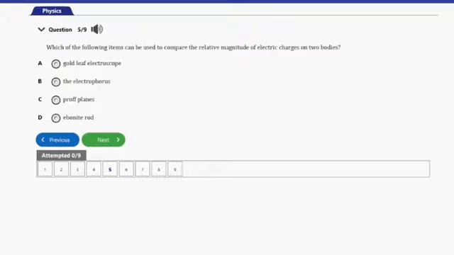That's question number 5 here. It says, which of the following items can be used to compare the relative magnitude of electric charges on two bodies? We have A. Gold leaf electroscope, B. The electrophorus, C. Proof planes, D. Ebonite rod. So guys, this is the same question we just answered, and that's option A here, gold leaf electroscope. So let's go ahead and consider the next question, guys.